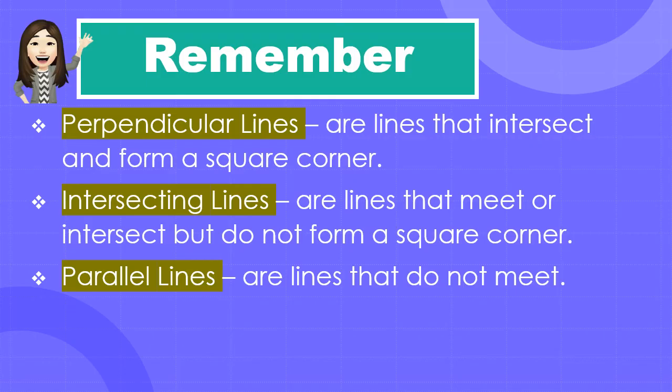Remember that perpendicular lines are lines that intersect and form a square corner. Intersecting lines are lines that meet or intersect but do not form a square corner. And the parallel lines are lines that do not meet.